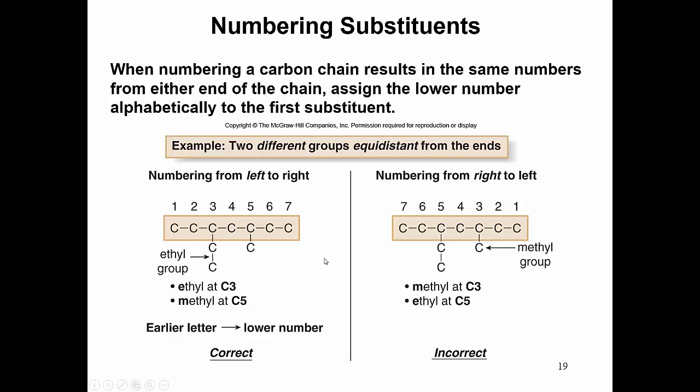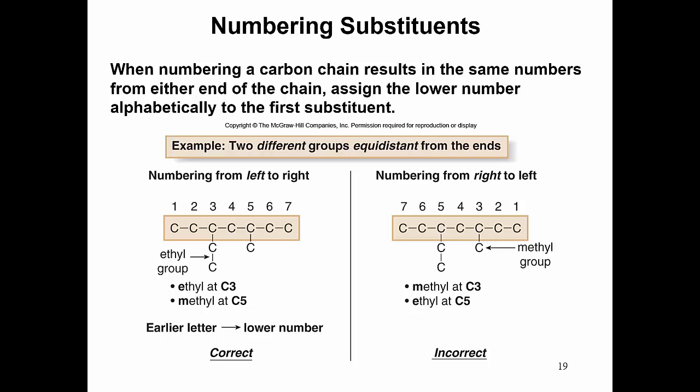So how do we actually name and number these from either end? If we have the same numbers from either end, with a substituent here, now we have a double tie. We have 3 and 5 here and 3 and 5 here. They both have substituents. So now we've got two ties.